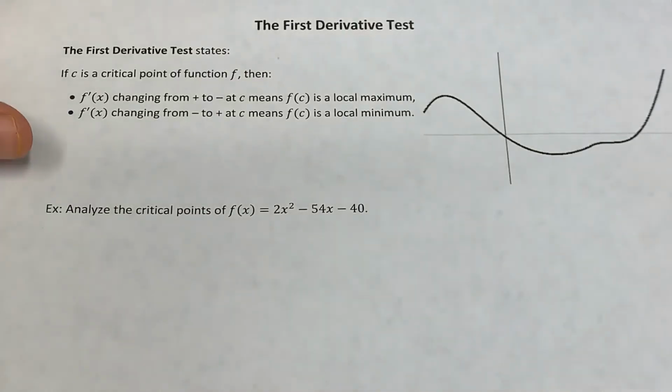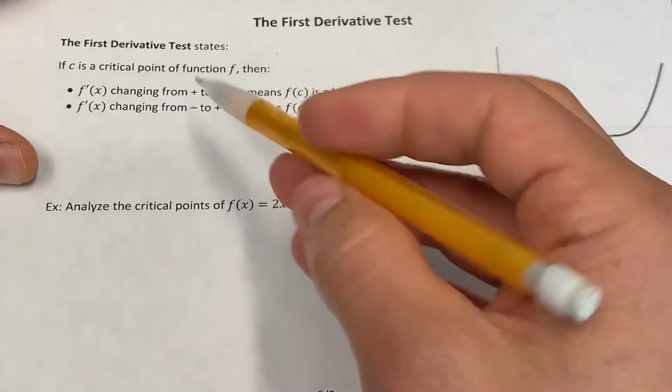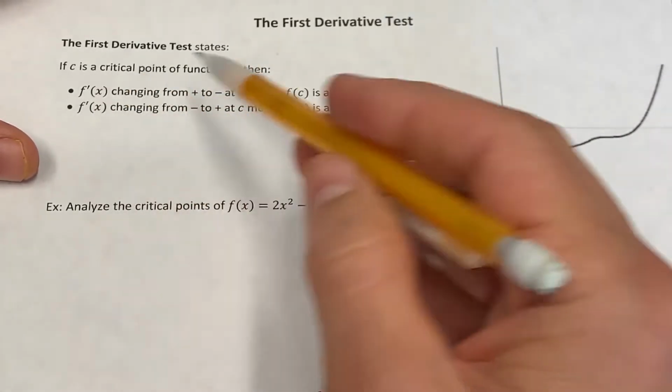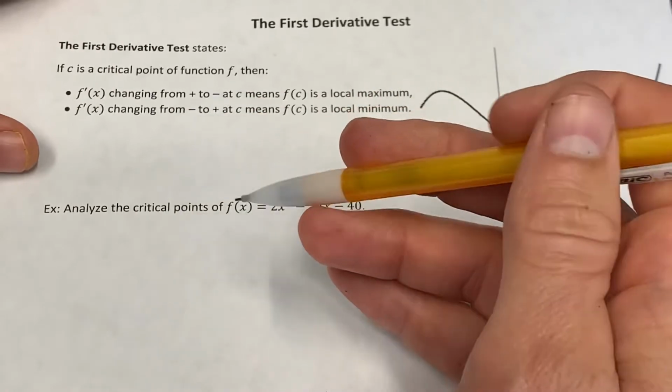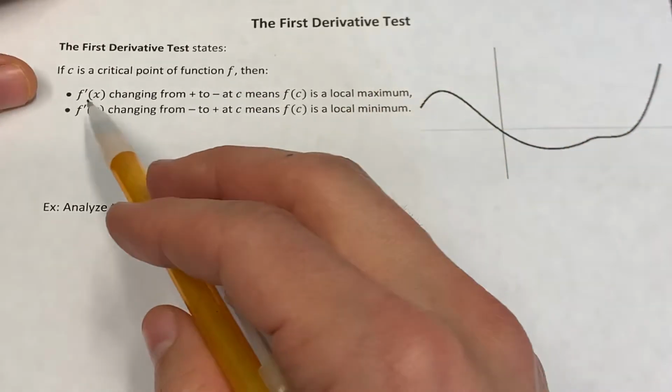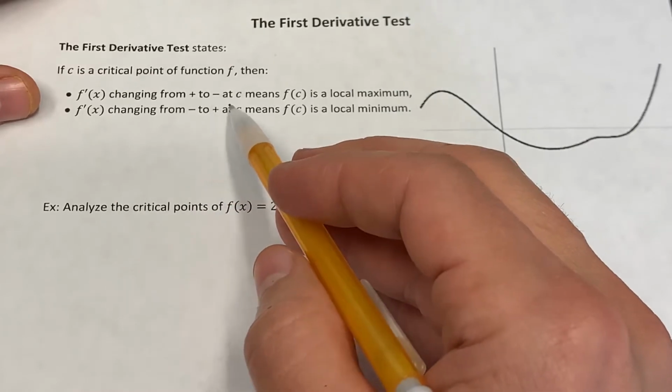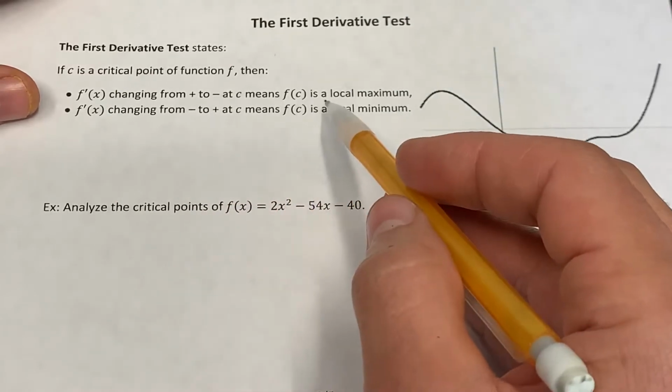Let's have a look at the first derivative test. It states that if c is a critical point of a function, and remember the critical point is where the derivative is 0 or not defined, then f prime of x changing from positive to negative at c means f of c is a local maximum.